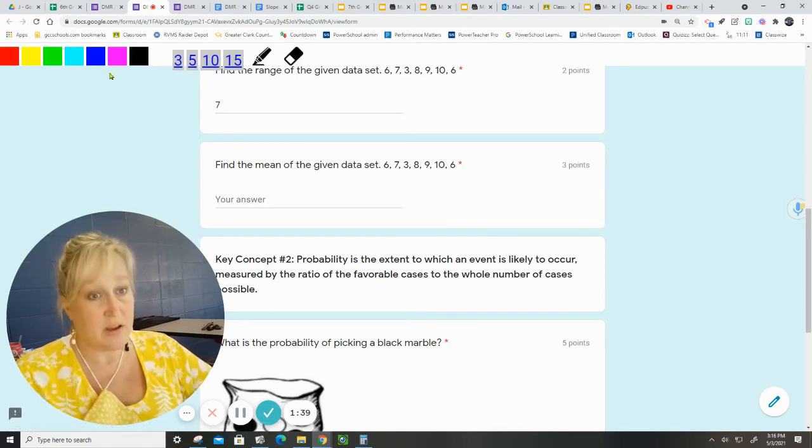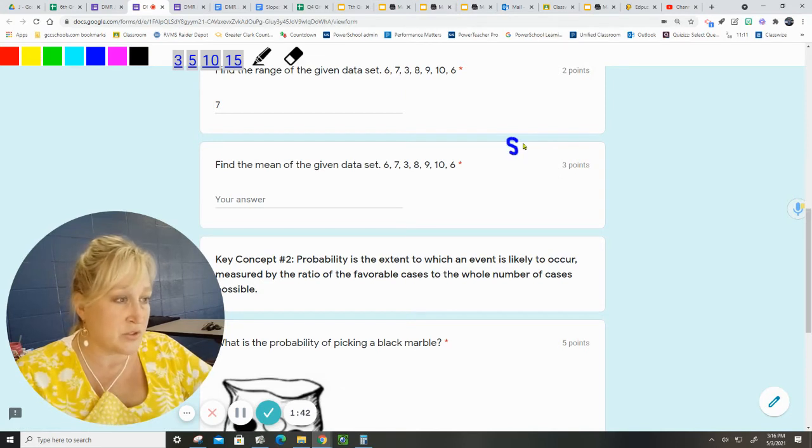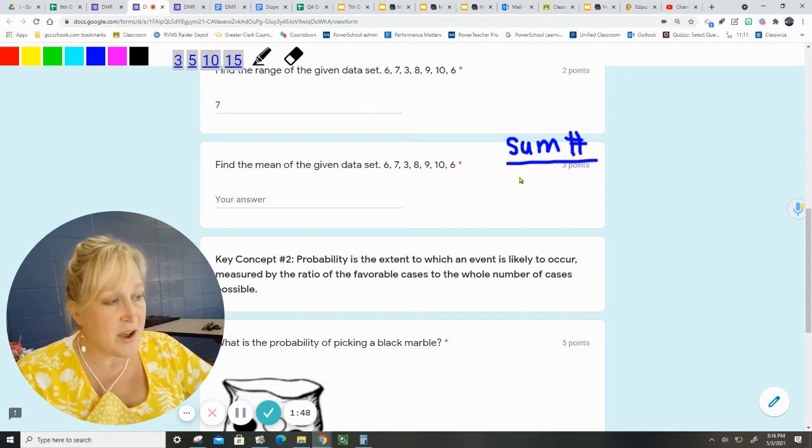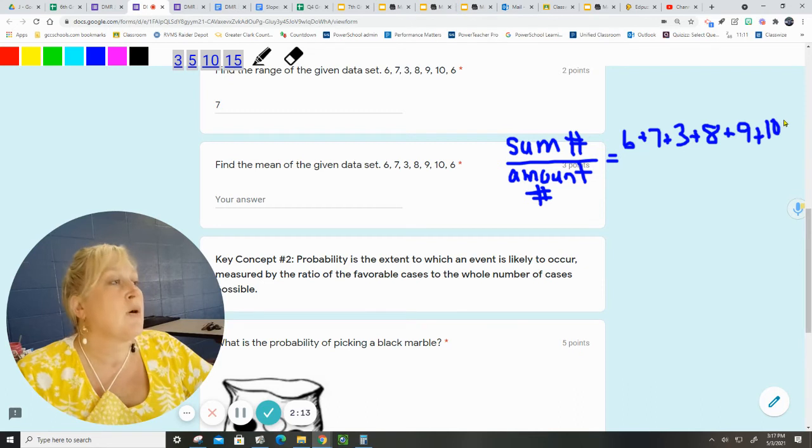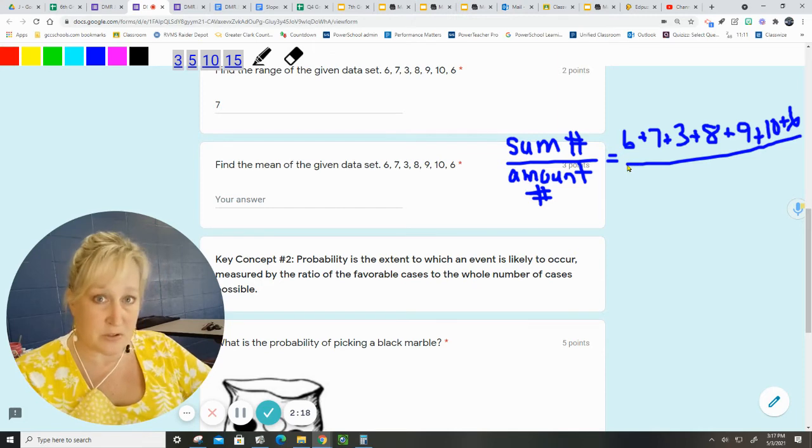The mean, what I like to tell kids is that the mean is mean because it makes you do a lot of work. What the mean has you do is you're going to find the sum of the numbers, and then you're going to divide it by the amount of numbers. Okay? So in this instance, I'm going to do 6 plus 7 plus 3 plus 8 plus 9 plus 10 plus 6. And I'm going to divide it by how many numbers that I have.